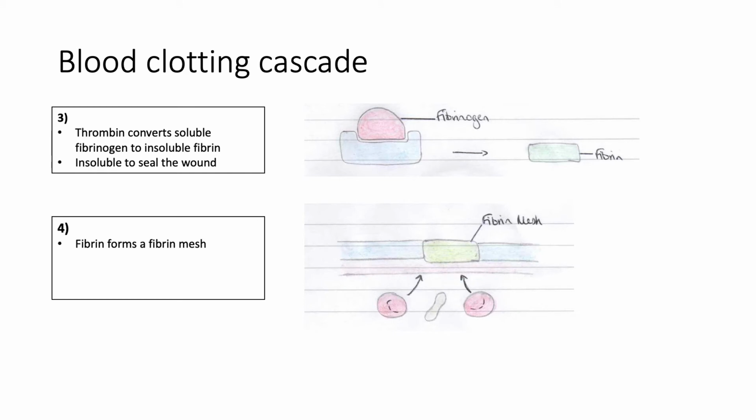Phase 4 is where fibrin forms a fibrin mesh. Now, this happens by trapping more electrolytes and platelets and erythrocytes and just forming a clot over time.